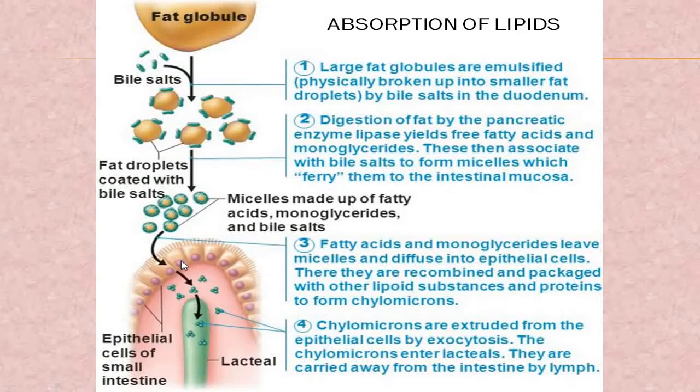Inside the epithelial cell, they again recombine and then pack along with the protein molecules to form chylomicrons. And chylomicrons are transported from the epithelial cells of the villi, actually not into the blood capillary but into the lacteal, by exocytosis. Then they are carried to the different parts of the body.